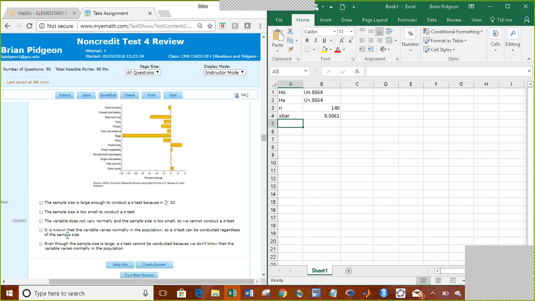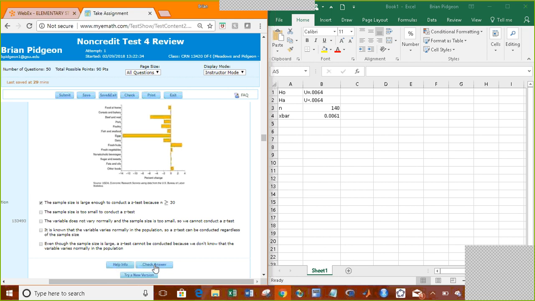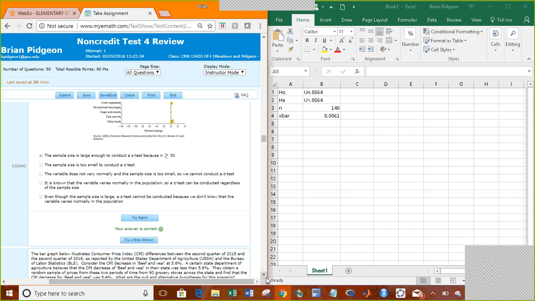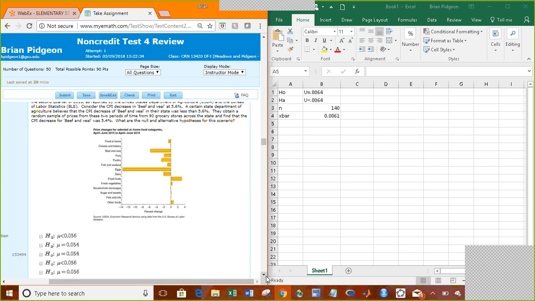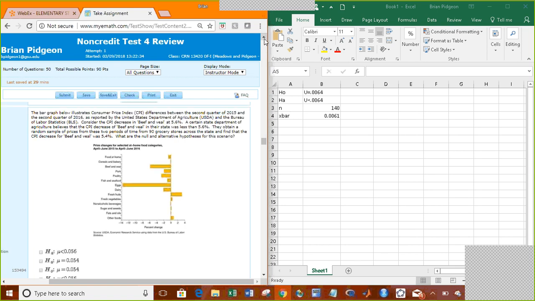And then the sample size is large. Well, we can do this. And it's a z-test though because we know the population standard deviation. If we were given the sample standard deviation, we would actually have to use a t-test. So, that's all we need to do.